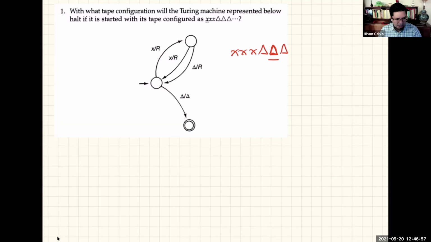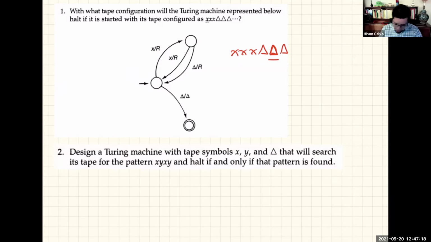Let's do another exercise. Now you will have to draw or create a Turing machine that has different symbols, and it needs to search for a pattern and stop if and only if this pattern is found. So this is exercise number 2.